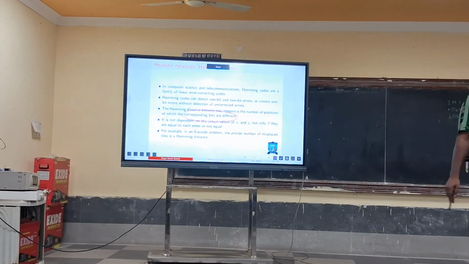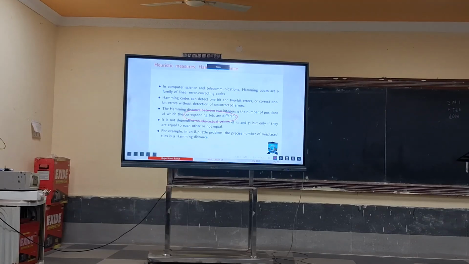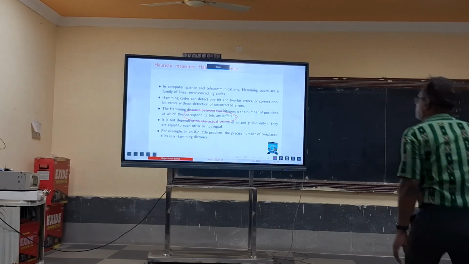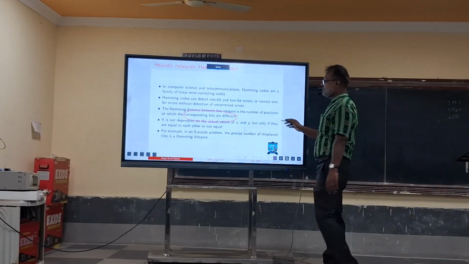In the 8 puzzle, another example of Hamming distance, anyone who can give? In the 8 puzzle, what is that called? Those blocks are in the wrong place. So it is known as Hamming distance. At the final goal state, what is the Hamming distance? It is 0, because none of the blocks are in the wrong place. So that is Hamming distance. It is not dependent on the actual values, only on whether they are equal or not.